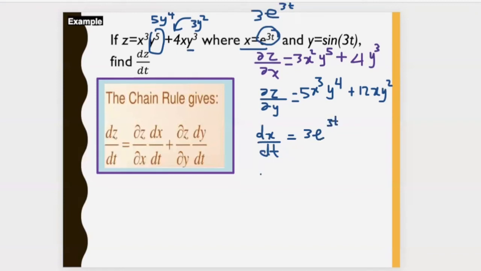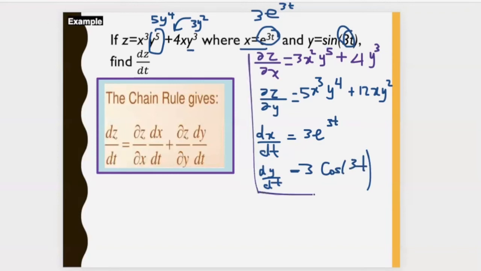And my final one, where I differentiate y with respect to t, differentiating a sine function, differentiating 3t to get 3. So I put the 3 in front. And the differential of sine is cos, so I'll have cos. Rewrite my 3t.